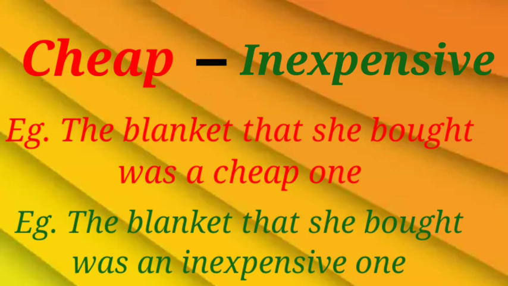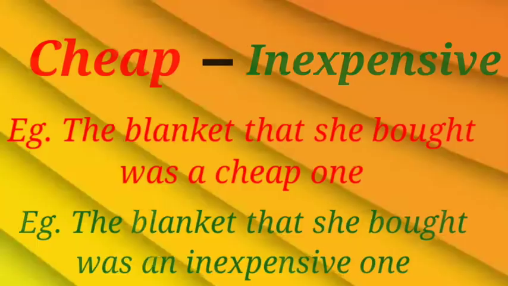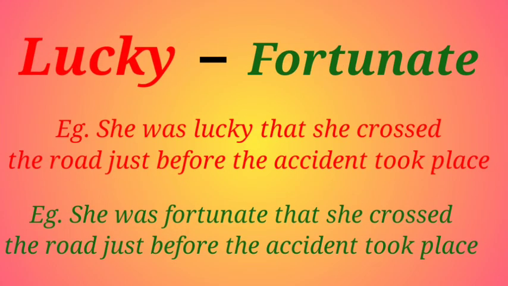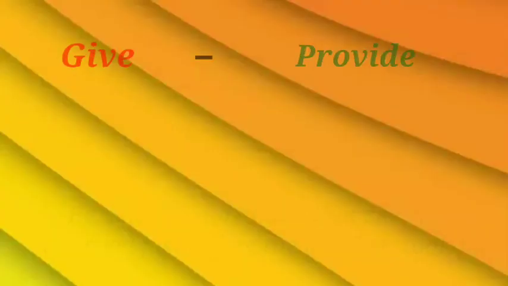Inexpensive in place of cheap. The blanket that she bought was a cheap one. Can be written as the blanket that she bought was an inexpensive one. Inexpensive here is the formal version. Use fortunate instead of lucky. Example, she was lucky that she crossed the road before the accident took place. She was fortunate that she crossed the road just before the accident took place.